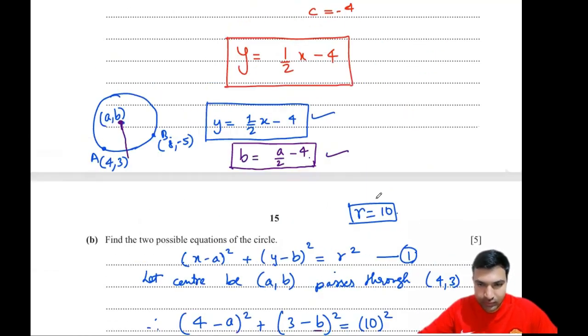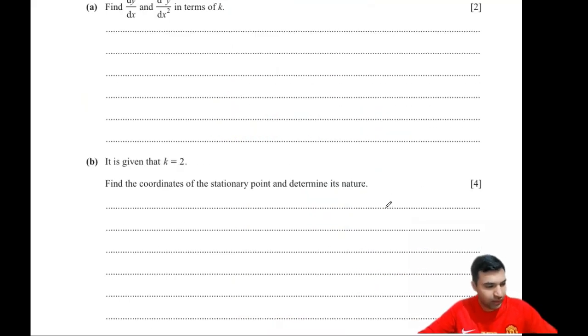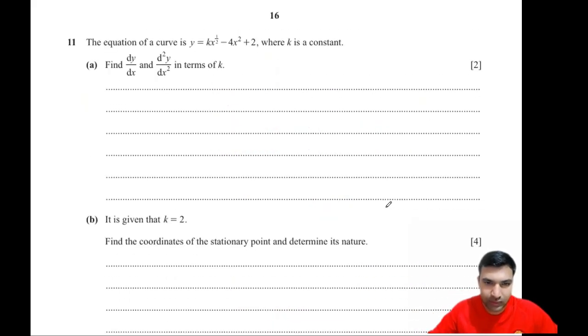All right. So I hope it is clear to you. Perfect. Now moving on to the last question, which is the 11th one. So let's see this. It's from differentiation. So it says the equation of a curve is y equal to kx to the power 1 by 2 minus 4x squared plus 2, where k is a constant that's given to us. And we need to figure out what is dy by dx and d2y over dx squared. So first derivative and the second derivative.